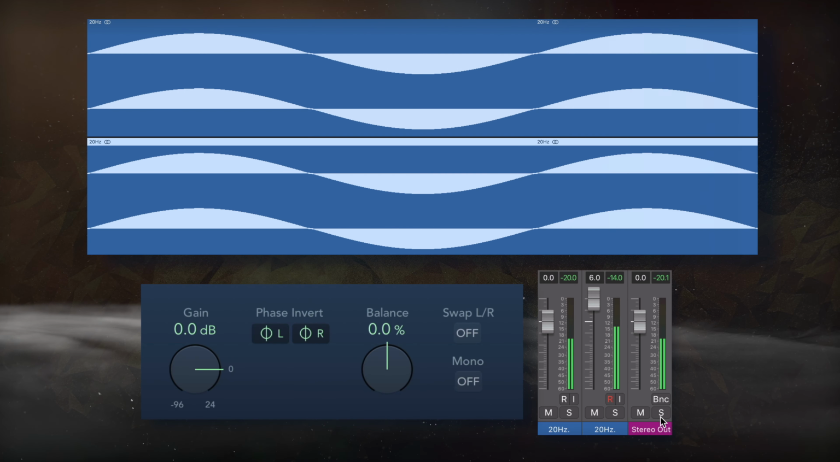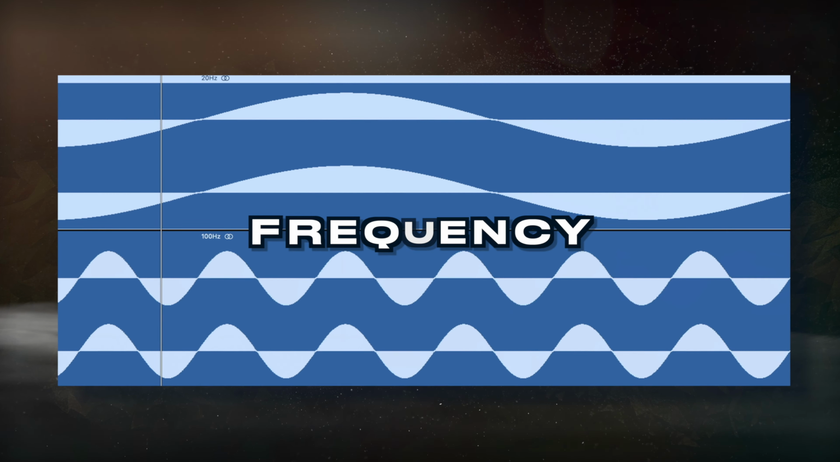So now we know that both timing and amplitude affect phase interference. Let's look at one more common cause of phase interference, frequency.